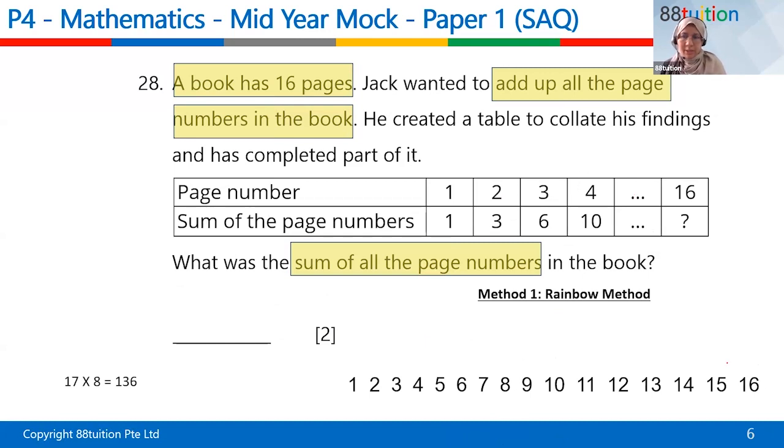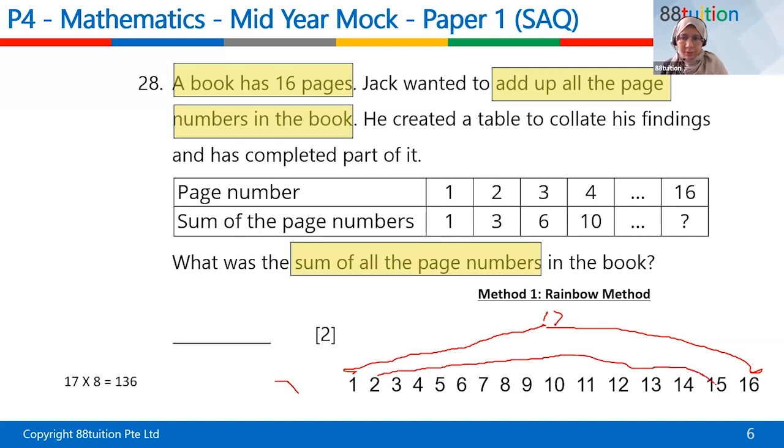Right, where was I? Okay, so I will take 16, right? And I will, with this method, 1 plus 16 will give me 17. 2 plus 15 will give me 17. 3 plus 14 will give me 17.